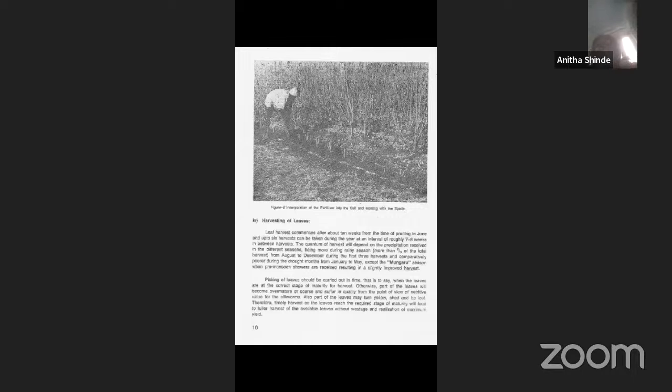Otherwise, what happens is that part of the leaves will become over-mature or coarse, and they will suffer in quality. Also, part of the leaves may turn yellow, they may shed, and it will be lost. Therefore, timely harvest is very, very essential.